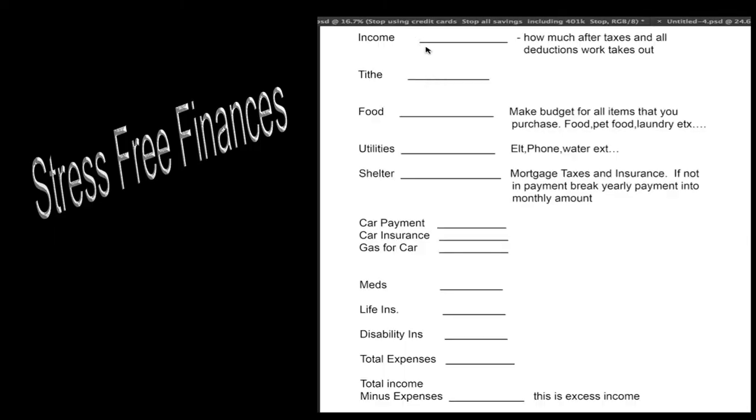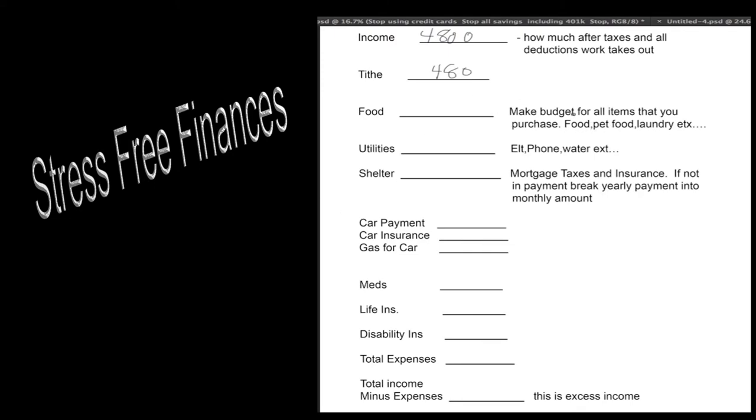Today we're talking about cash flow. The first thing that we do is we just write down how much income has come in for the month. Now, this income is after all the deductions, after your employer takes everything out. So health insurance is already taken out and all that. We want to know what your net amount is. Then if you tithe, you take that off at the top, which is $480.